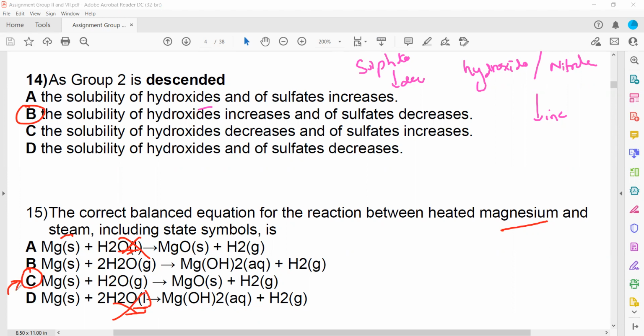In terms of reactivity, potassium, sodium and calcium can react with cold water. The rest can react with steam. And lead and below cannot react with cold water or steam.